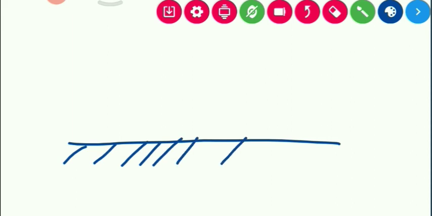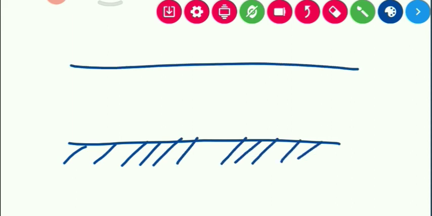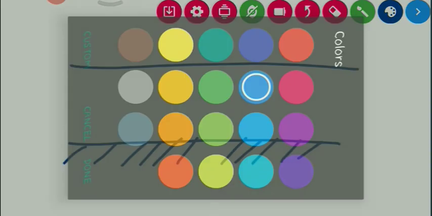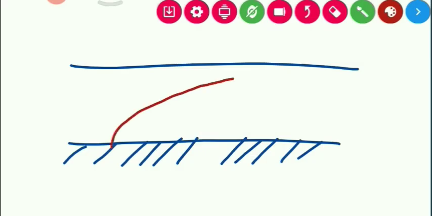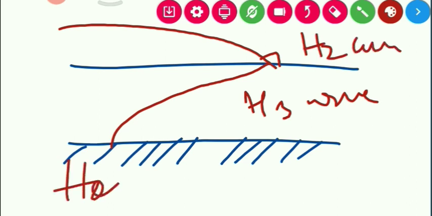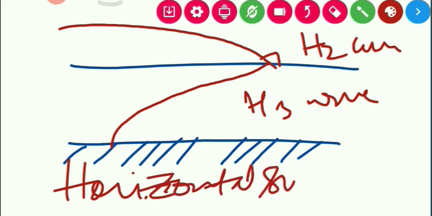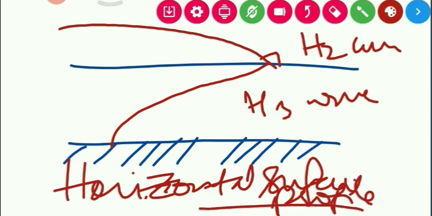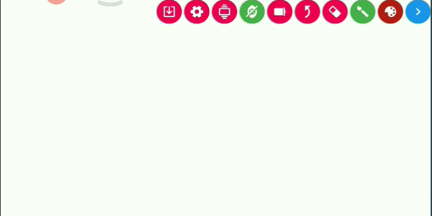Here we have the horizontal channel bed, and this is the surface profile. So this is the H3 curve, and this was the H2 curve. Okay, so this was all about the horizontal surface profiles.